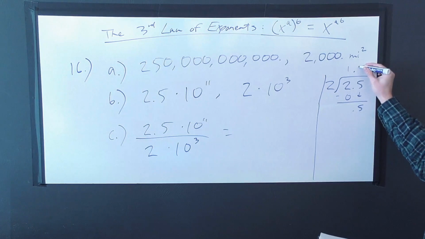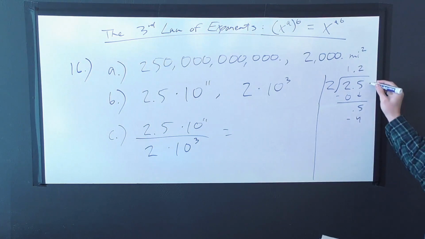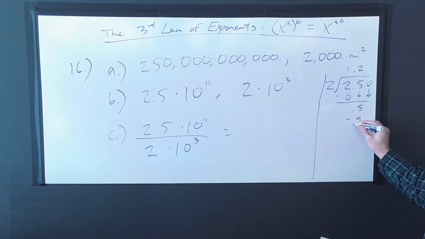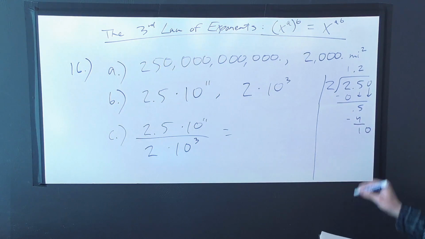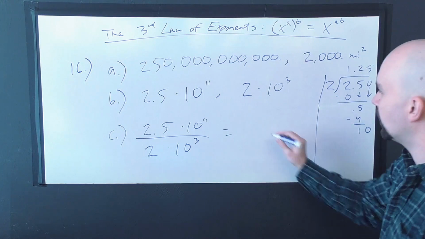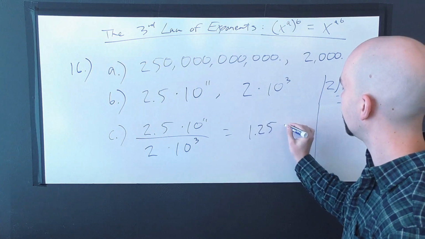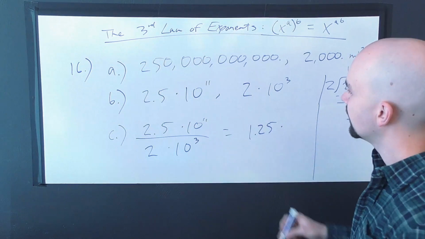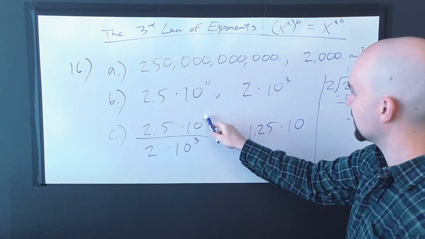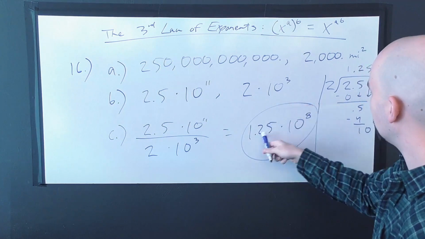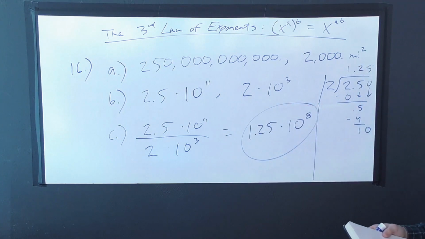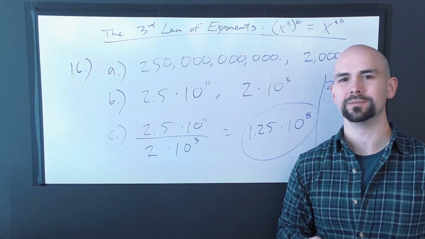2 goes into 5 twice. It's going to be 10. 2 goes into 10 5 times. So I get 1.25 times, now I deal with the tens. All right, so 10 to the power of what's 11 minus 3? 8. So there are 1.25 times 10 to the 8th locusts in every square mile.